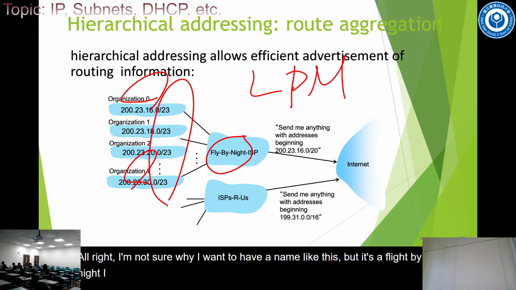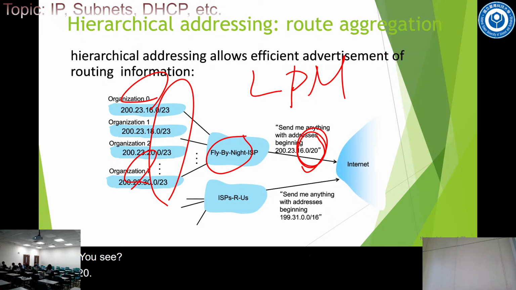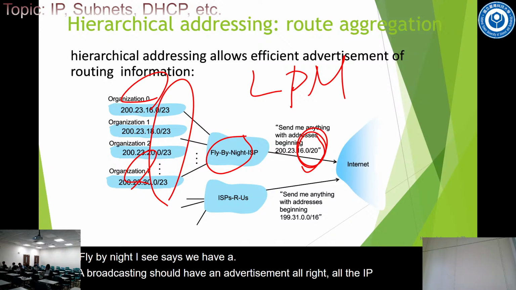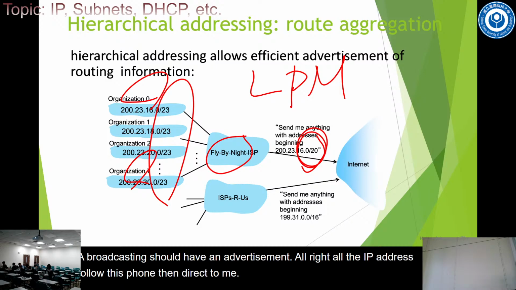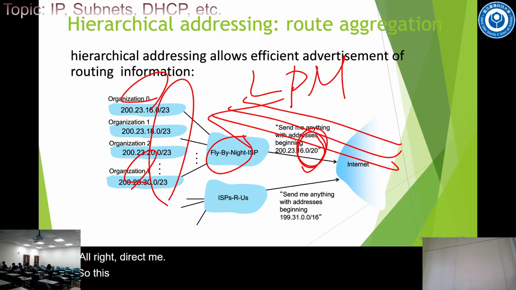Normally this ISP accepts the /20 subnet within the Fly By Night ISP. It broadcasts an advertisement: all the IP addresses following this prefix, direct to me. This is the previous story from the previous page, but we have the next one. We have the exception here.